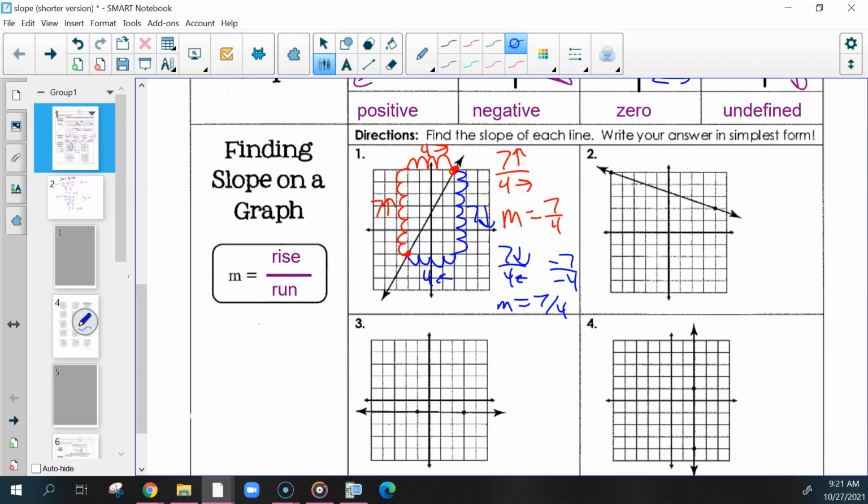Any questions on that one, Peyton? If you were to get a number, like a fraction, we could simplify it by using it. Yes, always.